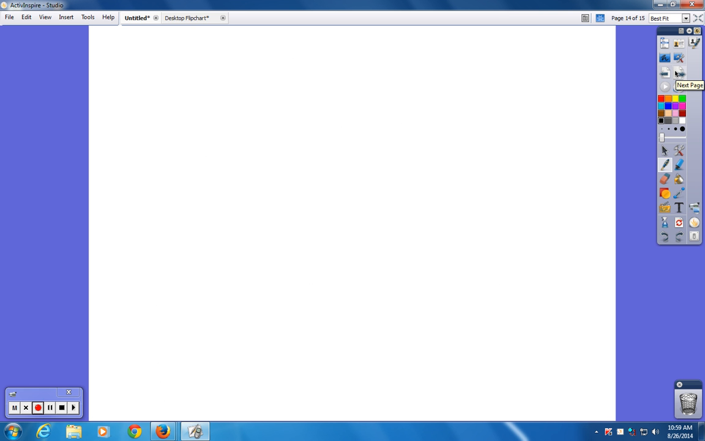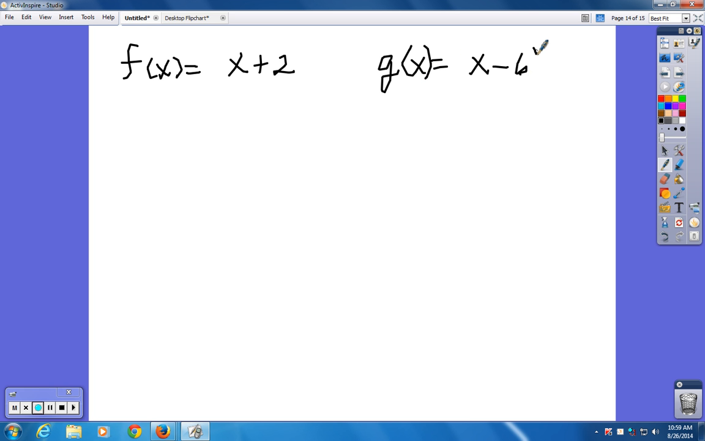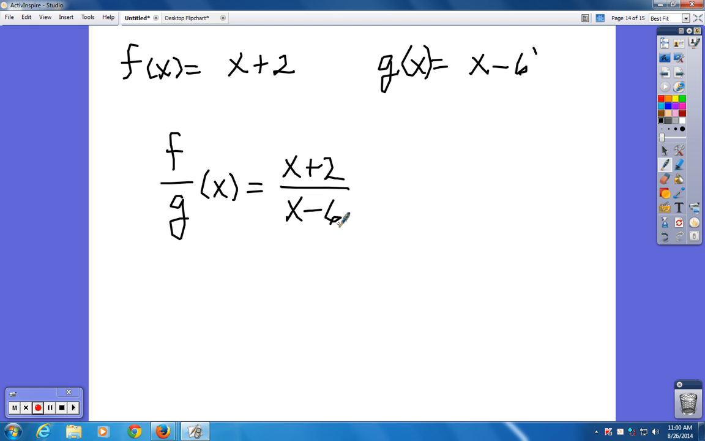Now, I'm not going to cover division because you don't see it very much. No, not that. What was f of x? f of x is equal to x plus 2 or x minus 2? x plus 2. And g of x is equal to x minus 6. f divided by g of x would be x plus 2 over x minus 6. Can you do anything with that? No. That's why I usually don't do division too much. It's the same thing. You don't do anything. You see it.